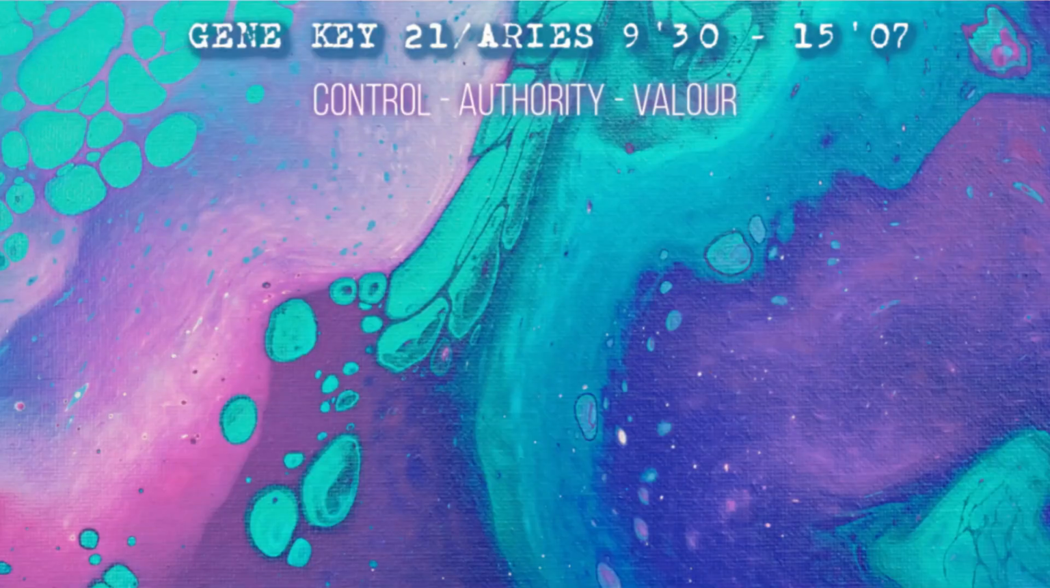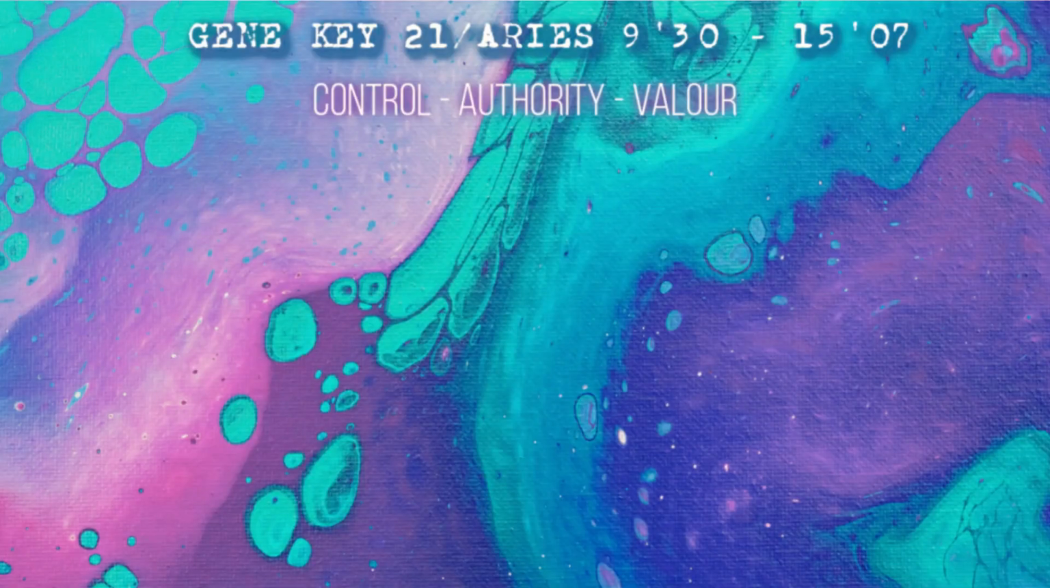Okay, so let's get started with this gene key 21, which is associated with the zodiac sign of Aries, and it's the same as human design gate 21, and that's the bird of the Kingfisher. But of course, we're going to do a quick overview of this gene key archetype first.